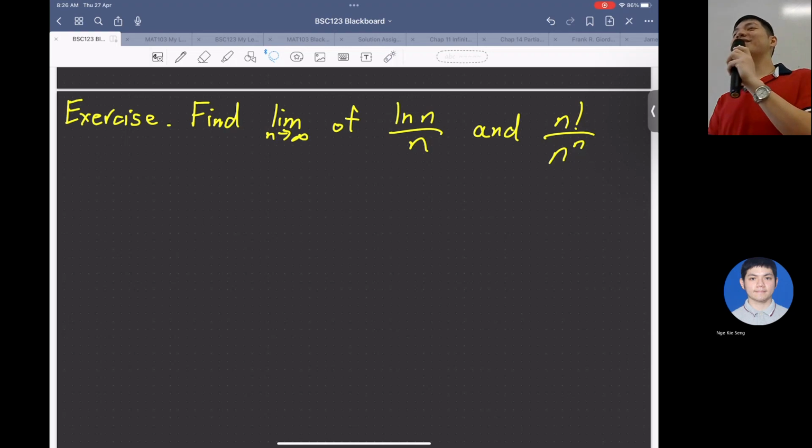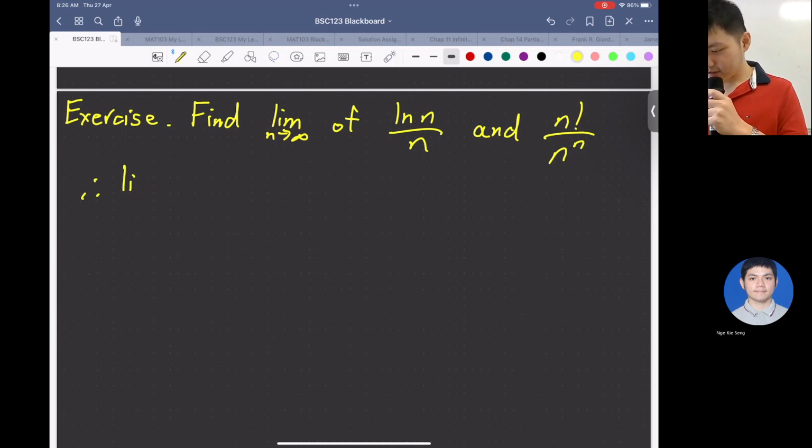Hello. Let's continue with the next part. Let's do this question first. We'll continue. Let's find the limits of ln n over n and n factorial over n to the power n. Any idea? Any guess? First, tell me what the answer is, and then we will check.